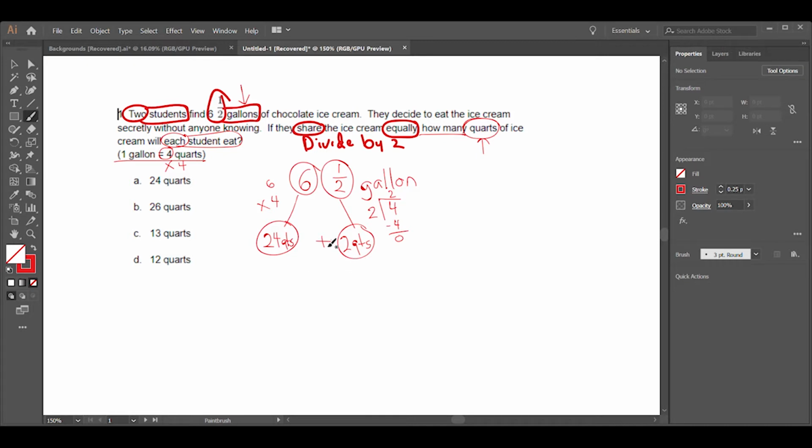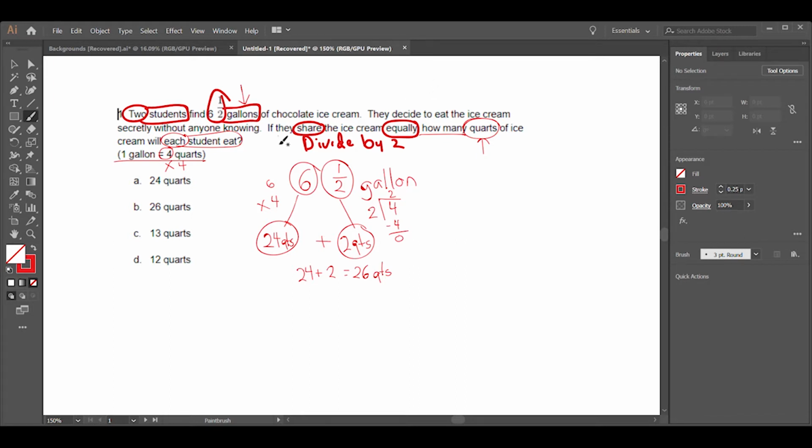There we go. So together, after I convert 6.5 gallons of ice cream, I find out that that conversion gives me 24 plus 6. Oops, I'm sorry, I made a mistake there. Let me quickly erase that. Not 6. Let's just ignore that I mentioned that. 24 plus 2 equals 26 quarts. 26 quarts.